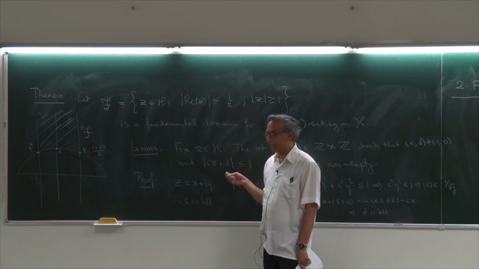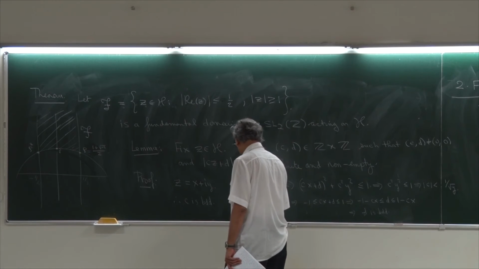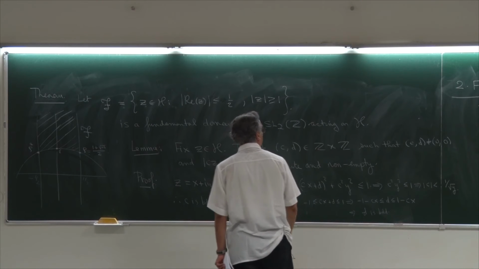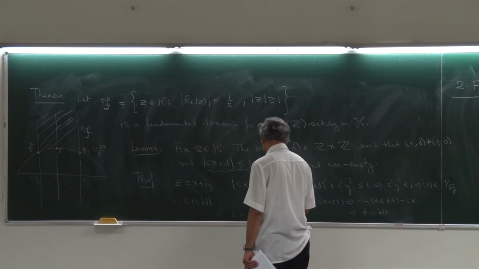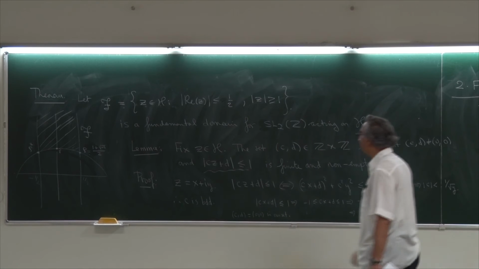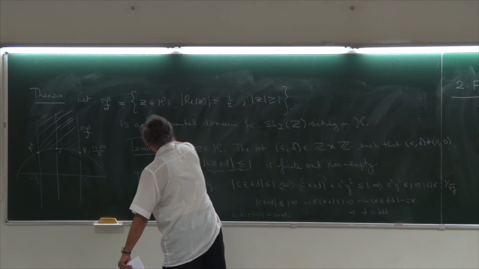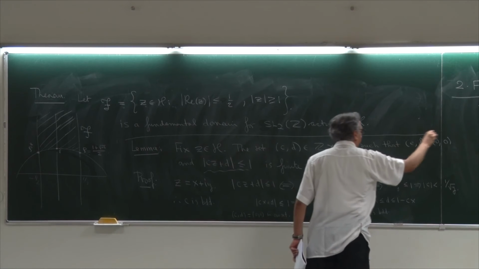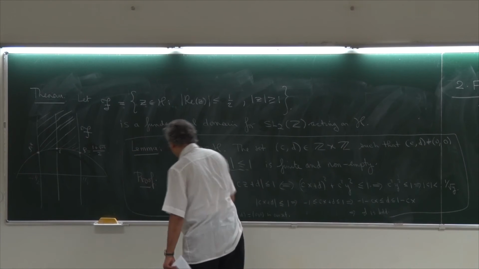So it's non-empty. (c, d) equal to (0, 1) is a valid point, is in our set, and therefore it's not empty. So this is this little lemma that I'll need along the way. So just keep this in mind as we proceed with the proof.